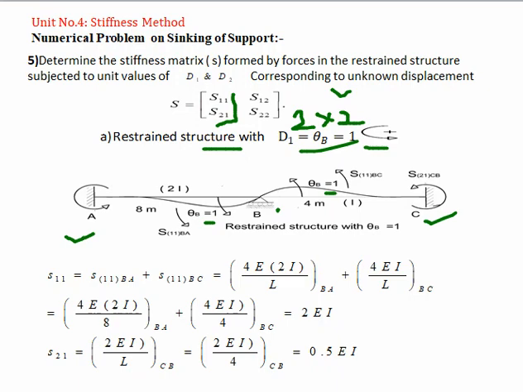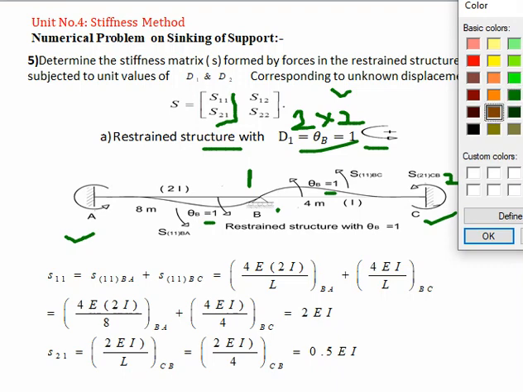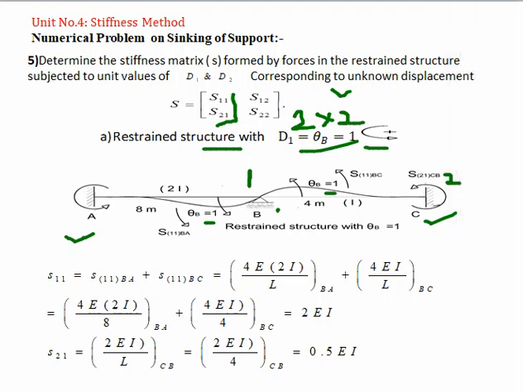By doing so, this is the location of the first coordinate, and this is the location of the second coordinate, and we are applying the force in the direction of the first coordinate. The first coordinate is theta B. The force applied in the direction of the first coordinate is equal to 1, or unity. So we will get S11 and S21, that means the first column of the matrix.